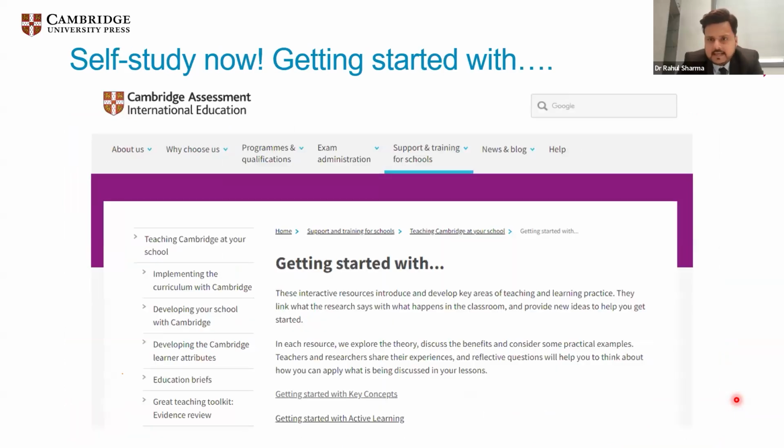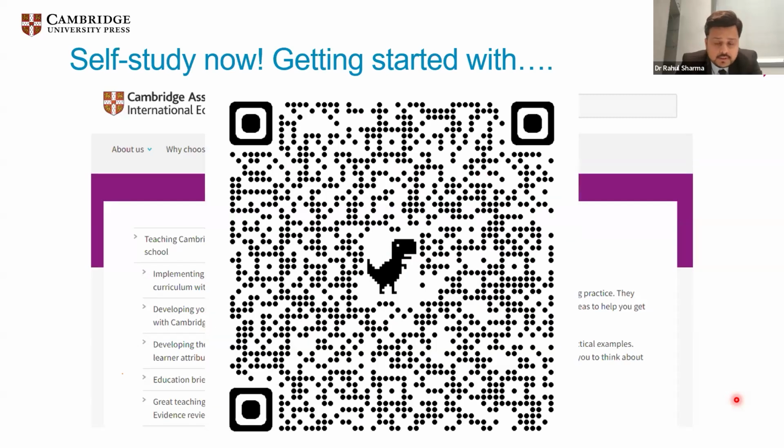For a fresher, a new teacher who has just joined, there are getting started courses, which help us bring in interesting and important information on teaching approaches recommended by Cambridge. Screenshot or the QR code for that.